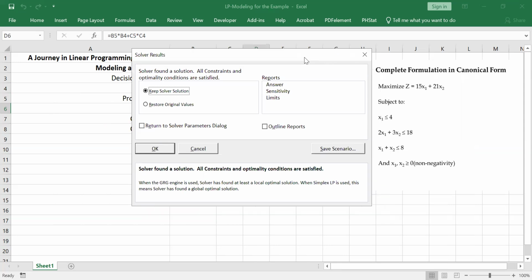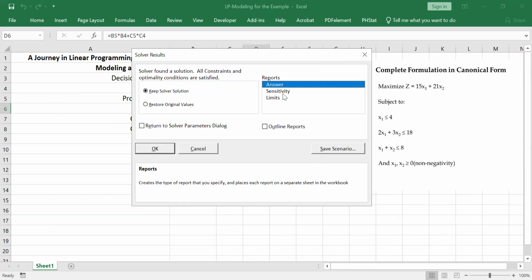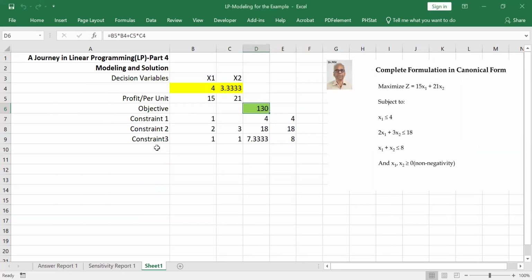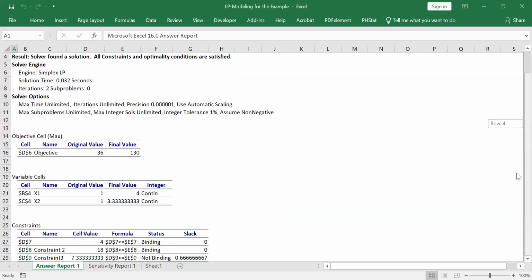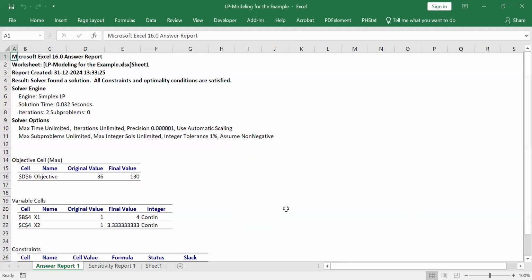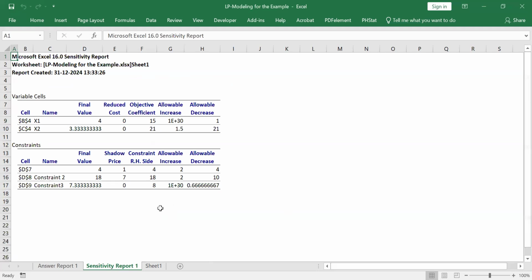For the sake of future discussion, I put here answer and sensitivity analysis part and click OK, so that I have the answer report. If I click, I get this. These are the answers given. Then I have here the sensitivity report, which gives you some useful information for interpretation of the problem for the decision-making situation.